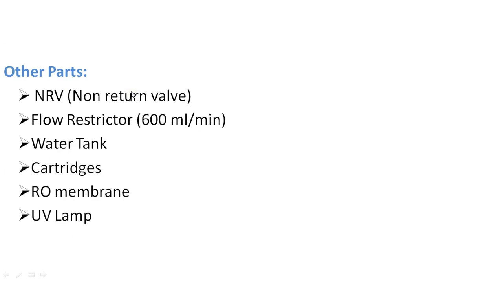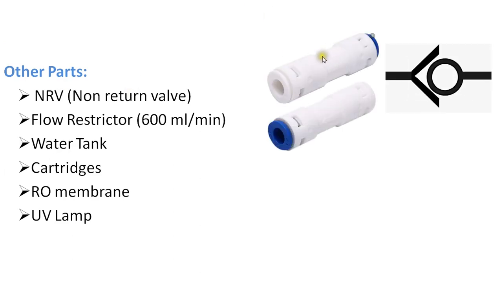Non-return valve, which allows the flow of water in only one direction. Here we can see the non-return valve, and the arrow shows the direction of the water flow. And flow restrictor, which restricts the flow rate to a particular value. For example, if we consider a 600 milliliter per minute flow restrictor, it will not allow more or less than this value. This flow restrictor is used at the discharge line of the RO membrane.